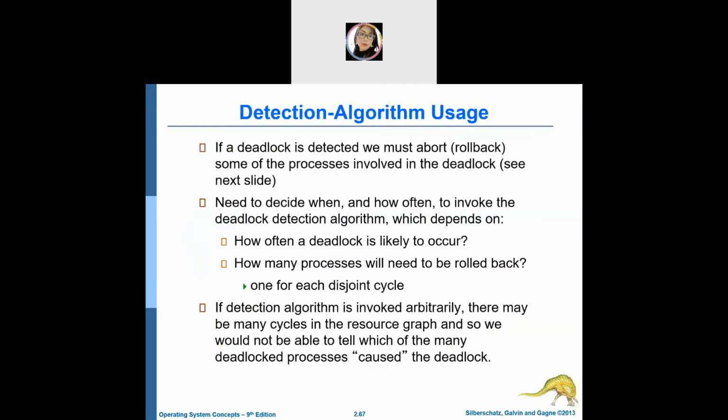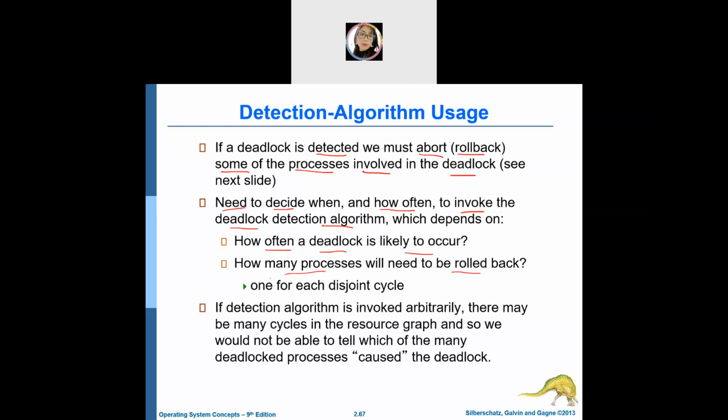So let's move on, still under detection algorithms, but in terms of the usage, where we're going to apply the uses. If deadlock is detected, we must abort or roll back some of the processes involved in the deadlock. So we're going to see after this in the next slide. Next, to detect when and how often to invoke the deadlock detection algorithm, which depends on how often deadlock is likely to occur, and how many processes will be needed for rolling back.